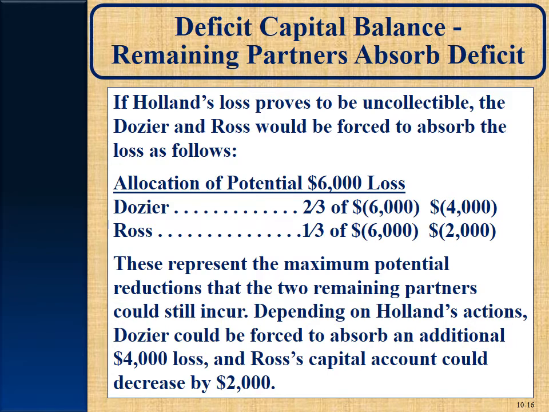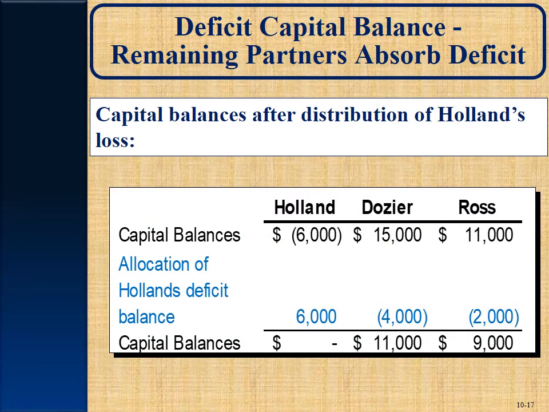And you can see on this slide that of the $6,000 loss, $4,000 will reduce Dozier's capital balance. Ross will reduce his by $2,000. So these represent the maximum potential reductions that the two remaining partners could still incur. Depending on Holland's actions, they may be forced to do this. They may be forced. But what if they're not? Okay, what if they're not forced to do it at this point?